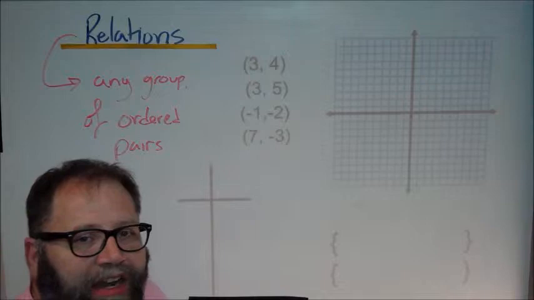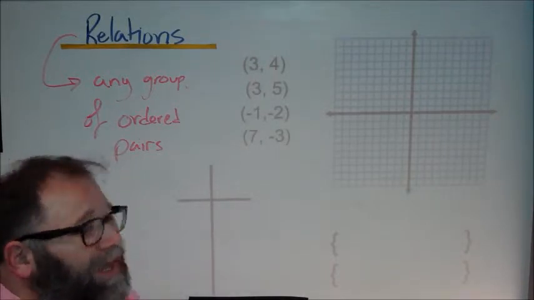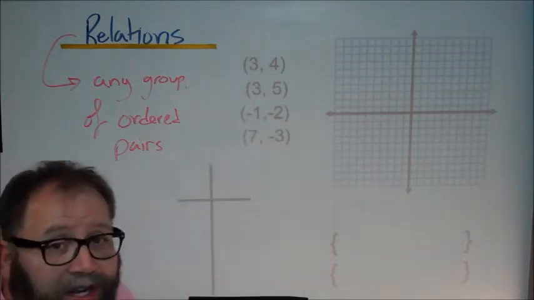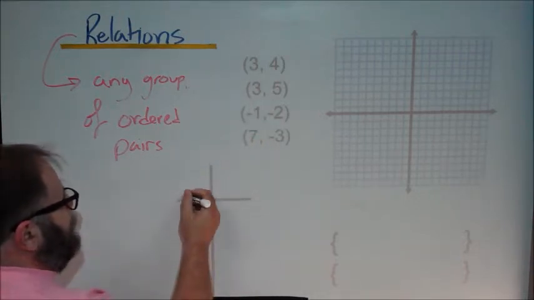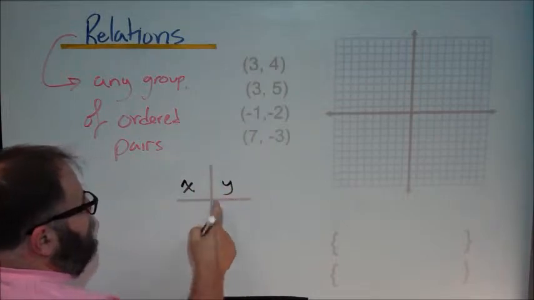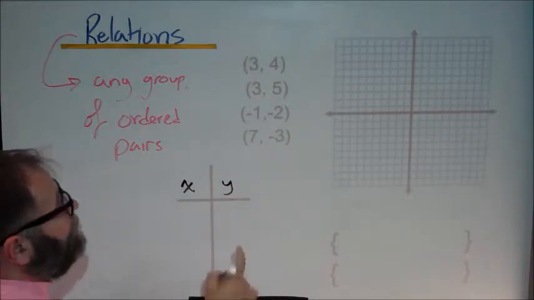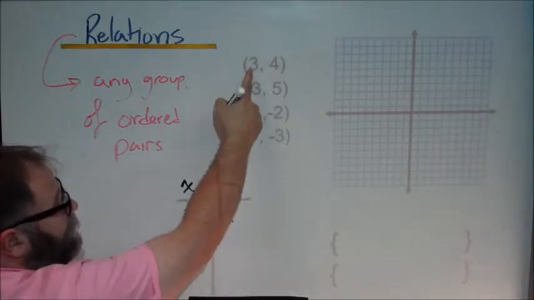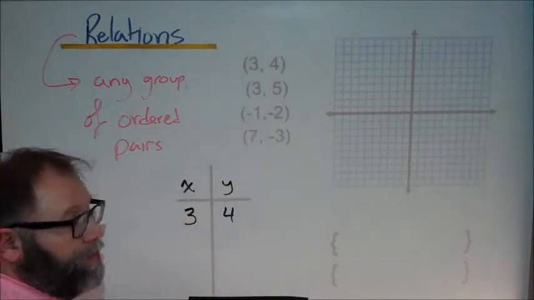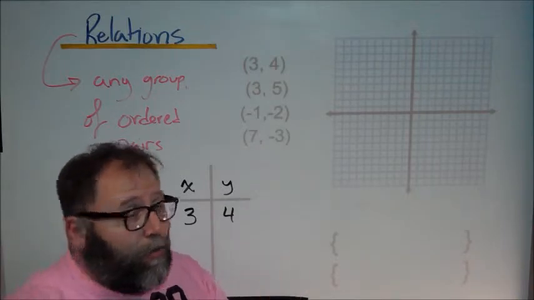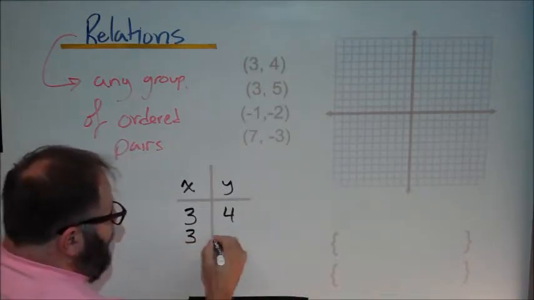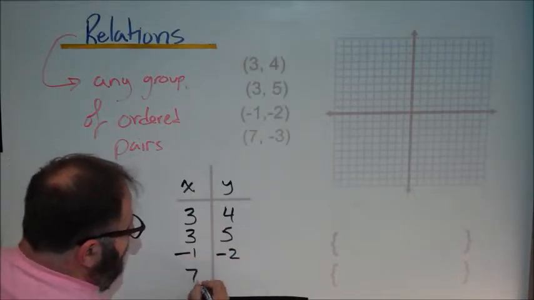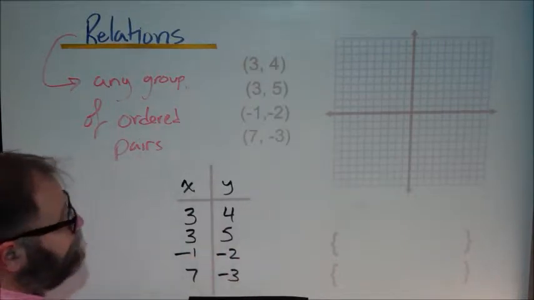And what we can do with that is a few things. A lot of this is just organizing what we have. So first thing I'm going to do is make a simple table here, an x and a y. We'll use our t-chart. So I've got 3, 4. Now notice that my 3, 4 here matches up with 3, 4. So the 3 is next to the 4. Then I've got 3, 5, -1, -2, and 7, -3.